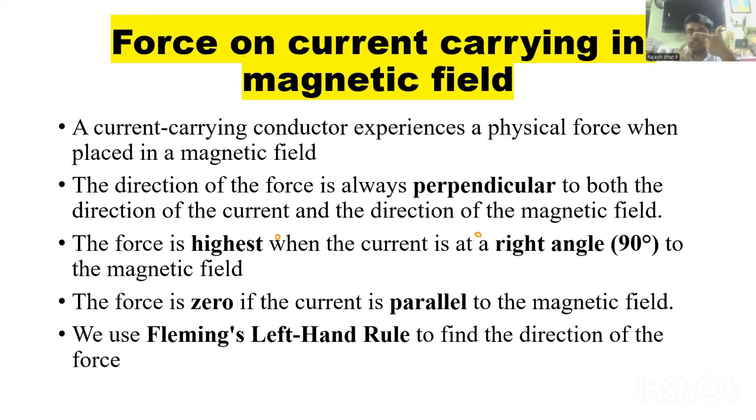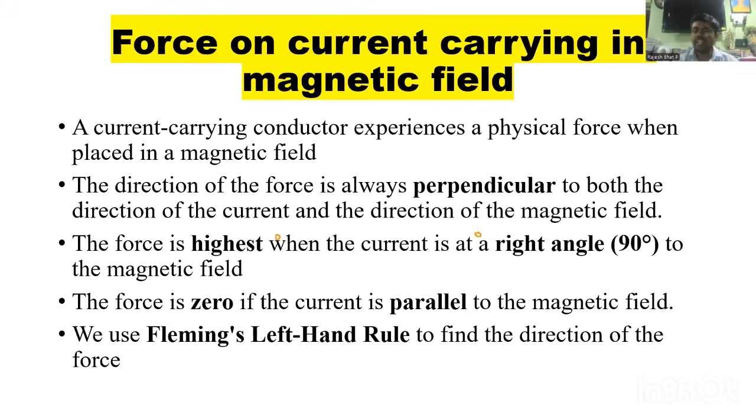Current is father, mother, child. So this is current, this is magnetic field. When the magnetic field and the current are exactly 90 degree, the force will be maximum, 90 degree. Remember this. When they are parallel, this is parallel to the magnetic field, it does not work at all, no force comes, zero force. Remember, when the force is highest, 90 degree, between whom? Between current and magnetic field. When is the force zero? When they are placed together.